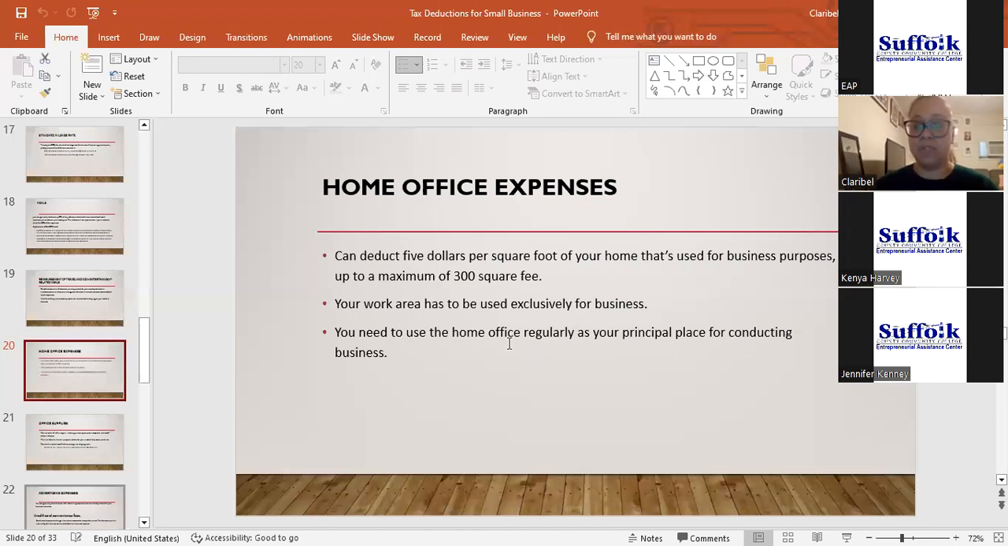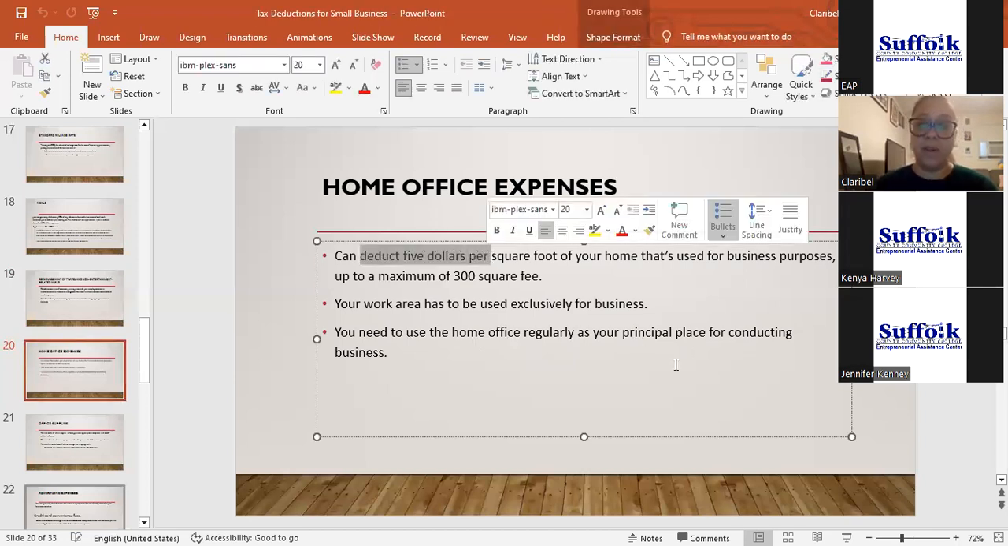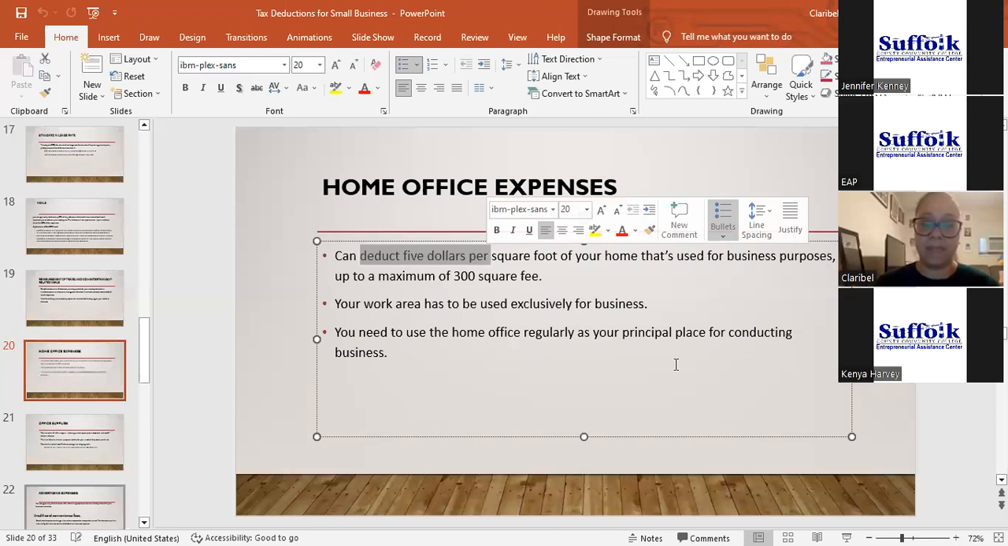You can also deduct, you can use this formula right here, or you can use a percentage of your total expenses for your home.